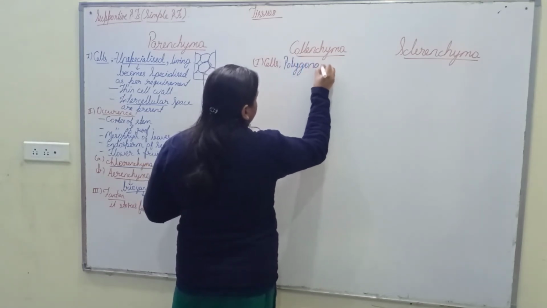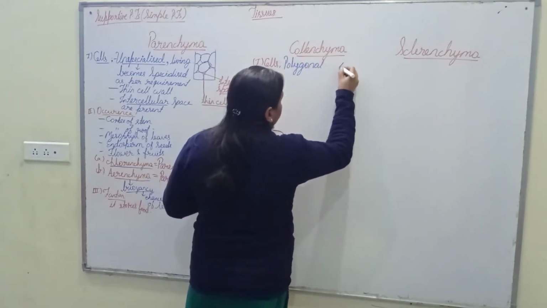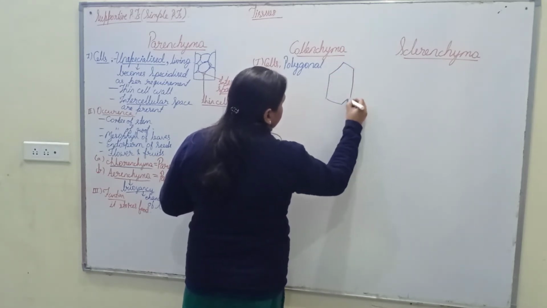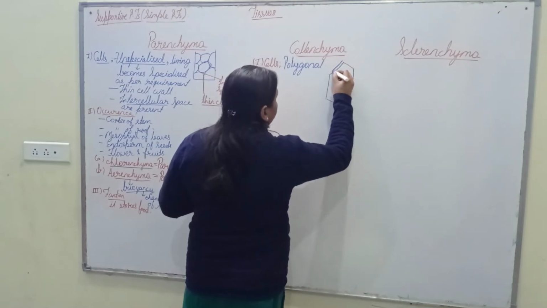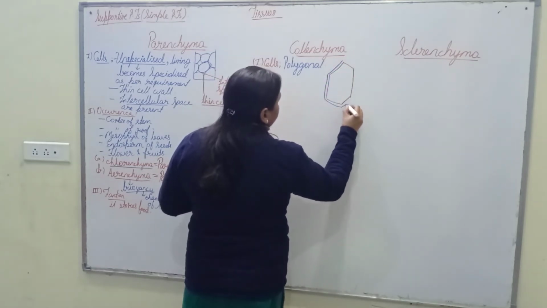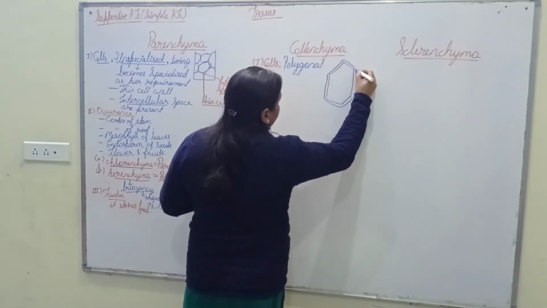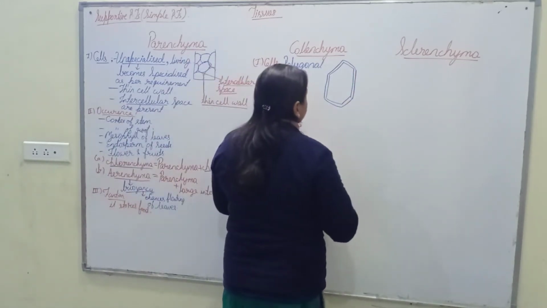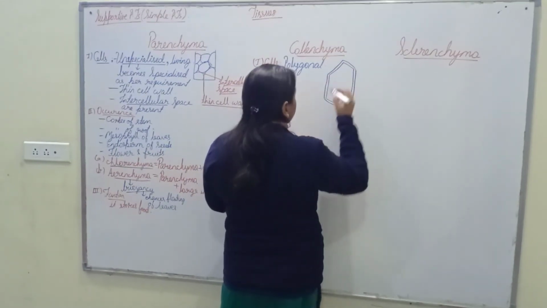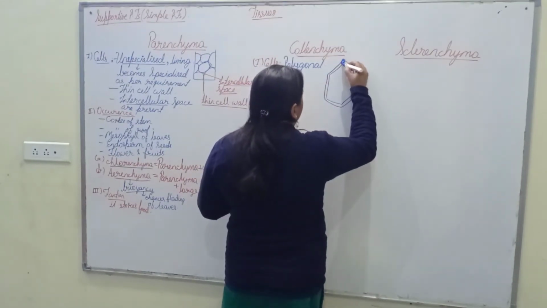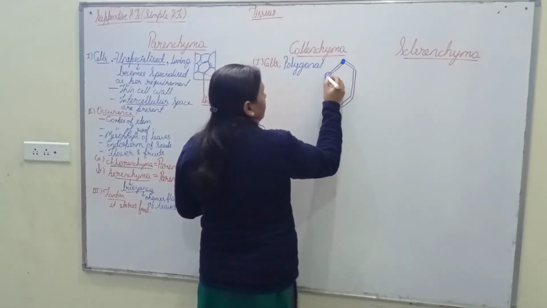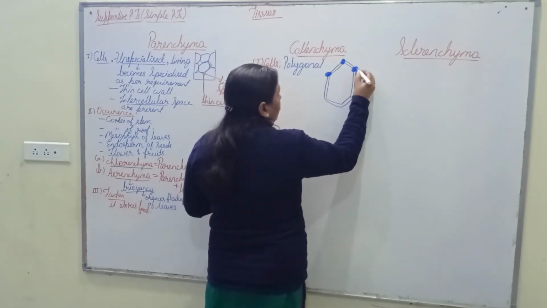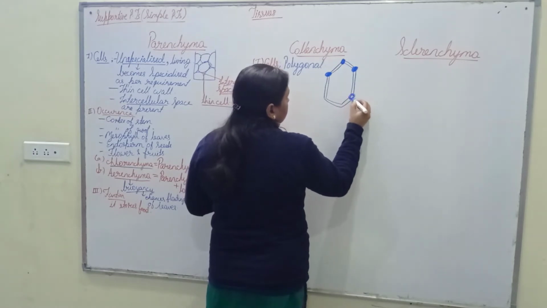Polygonal, that means having different sides. So cells of collenchyma have irregular thickening. Cells of collenchyma have irregular thickening at the corners of the cells.